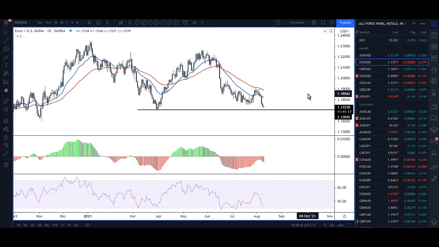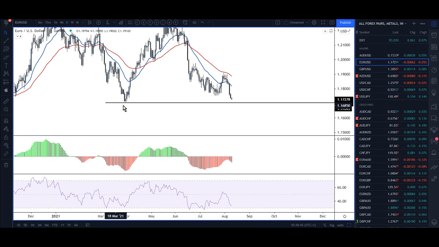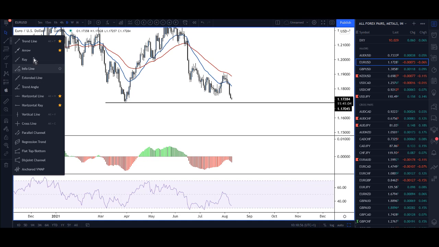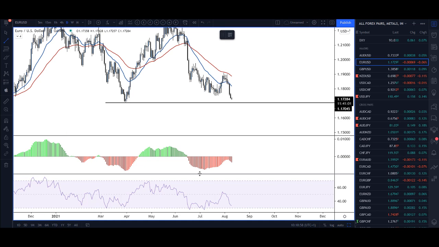Quick look at Euro. Euro's coming into a significant level here, around that big number 1.17, and there is some divergence. Let me just show you. If I draw a line, you can see here we've got higher lows and here we've got lower lows, and also on this, I don't often have this on the chart, but an RSI as well. You can see a low there and a higher low here as price is moving down.